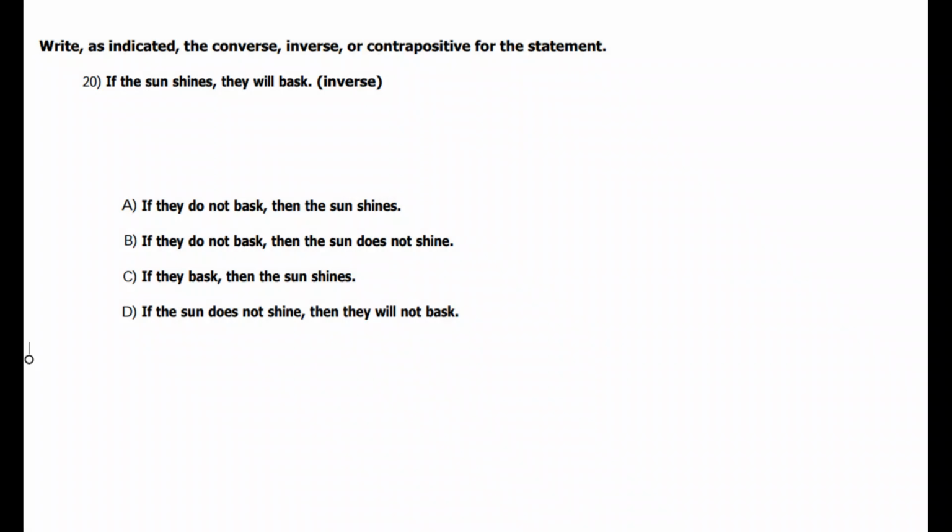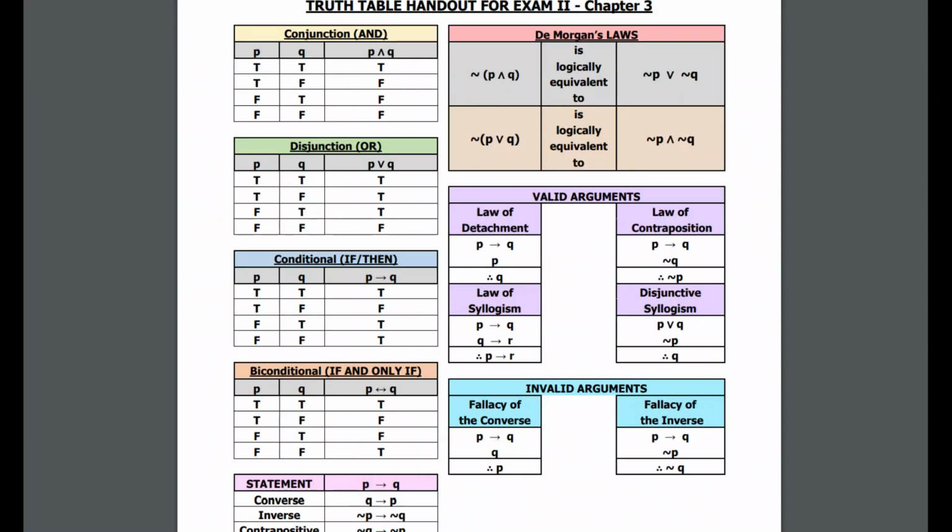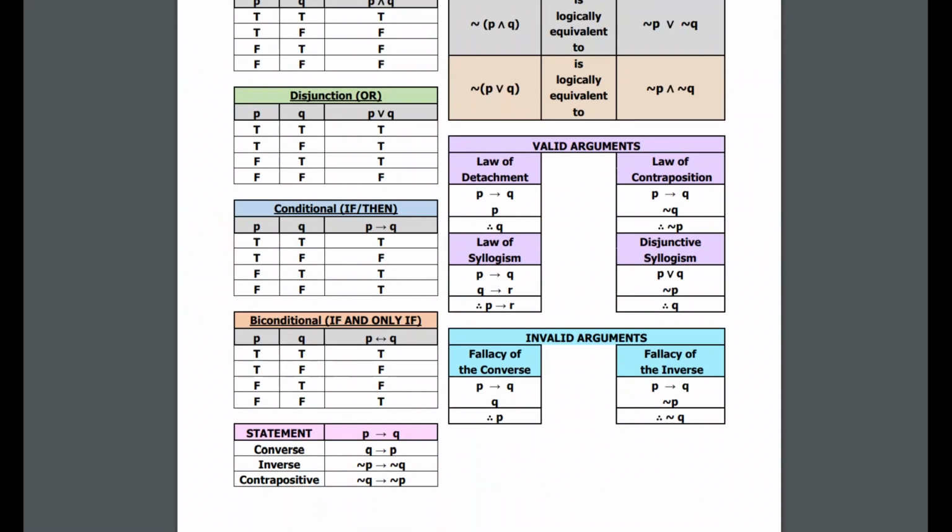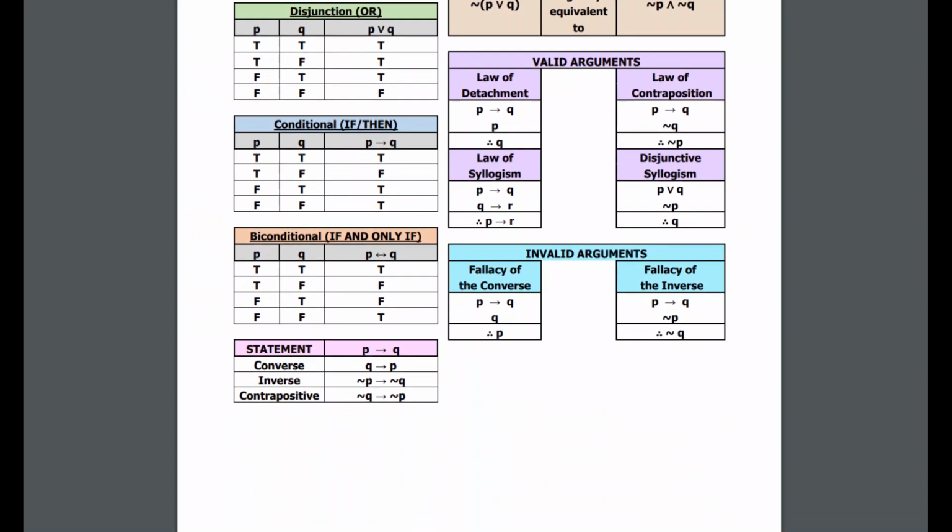Okay, 2021 and 22, you are going to need this guy. And actually, you're going to need this part right here. They're going to ask you about the converse, the inverse, and the contrapositive. Your original statement is if P, then Q. If they ask you to do the converse, you switch it and make it if Q, then P.